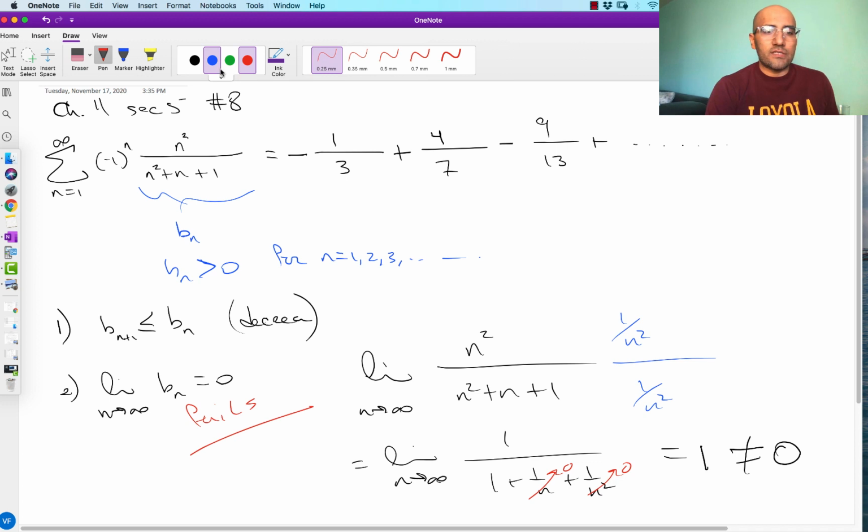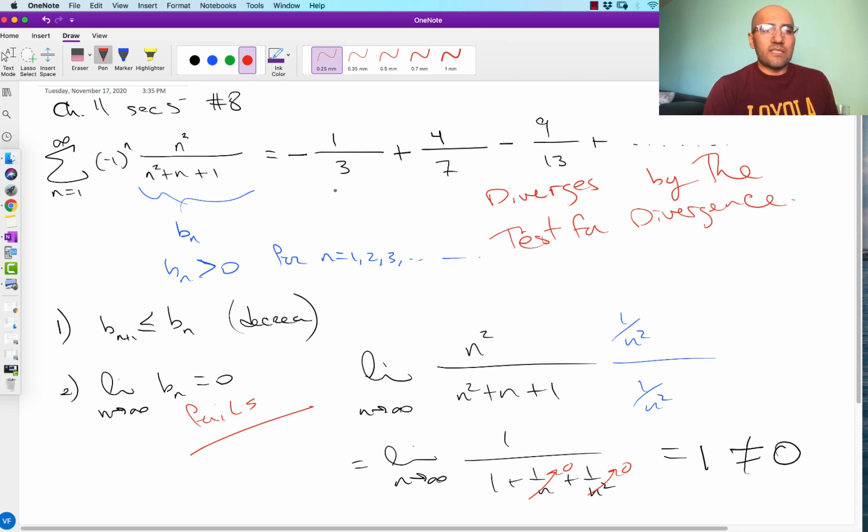Right? So my conclusion is going to be: this series diverges by the test for divergence. Remember, the test for divergence was just that the individual terms must converge towards 0. If that fails, as it did here, then there's no chance that the infinite sum can add up to a constant.